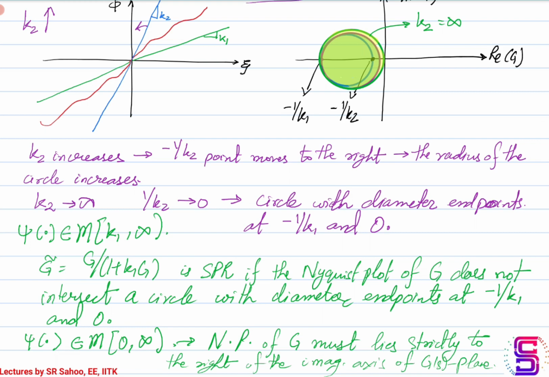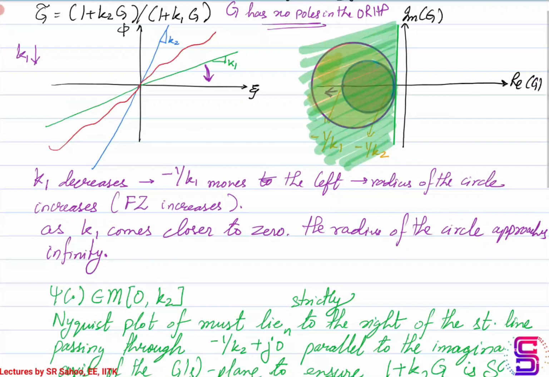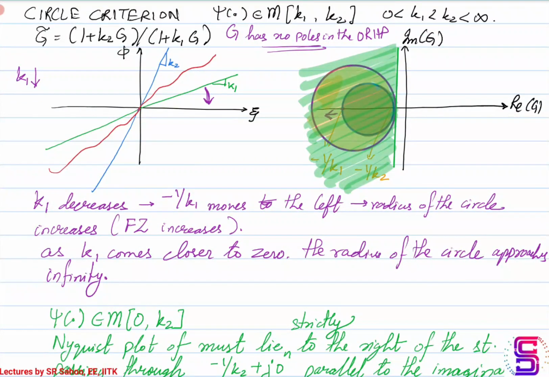Okay, so to recall, when k1 and k2 are positive and none of them is 0 or infinity, we have a circle whose diameter endpoints are minus 1 by k1 and minus 1 by k2, and the Nyquist plot of G must not intersect this particular circle. Please note that, as I had mentioned, we are considering G which has no poles in the ORHP in this particular discussion. So the Nyquist plot of G must not intersect this particular circle.